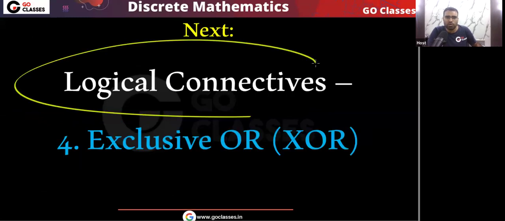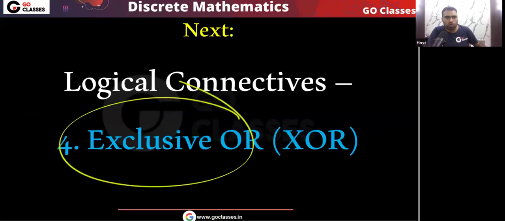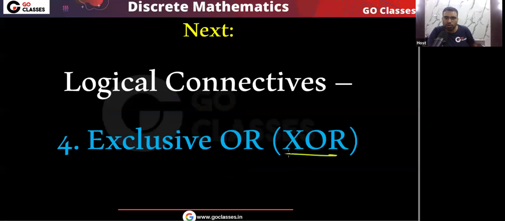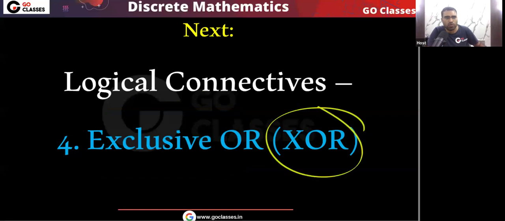Now let's see the next logical connective, that is exclusive or. In short, you can call it XOR. So let's see what this connective is. So let's see exclusive or. In short, we call it XOR. You can also call it XOR, both are fine.